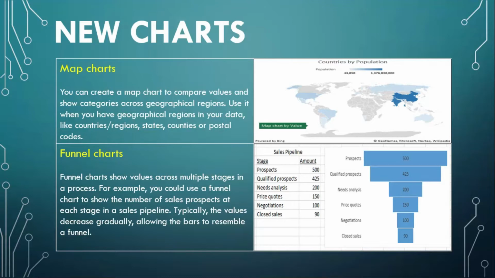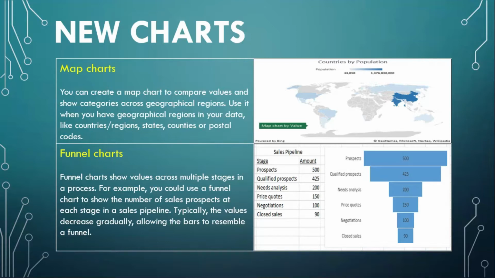Charts. So we have two new charts that got added, that is a map chart and a funnel chart. What is a map chart? Using a map chart, you can create a map to compare values and show categories across geographical regions. Use it when you have geographical regions in your data, like countries, regions, states, etc. Let's say you have sales data by country, by state, by postal code, or by cities. If you have that data, this is a very good thing. This feature we usually used to have in Tableau, but the good thing is Excel brought it here.